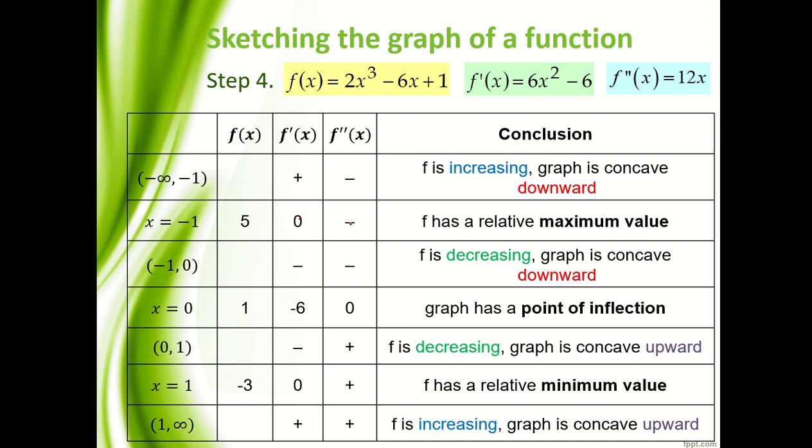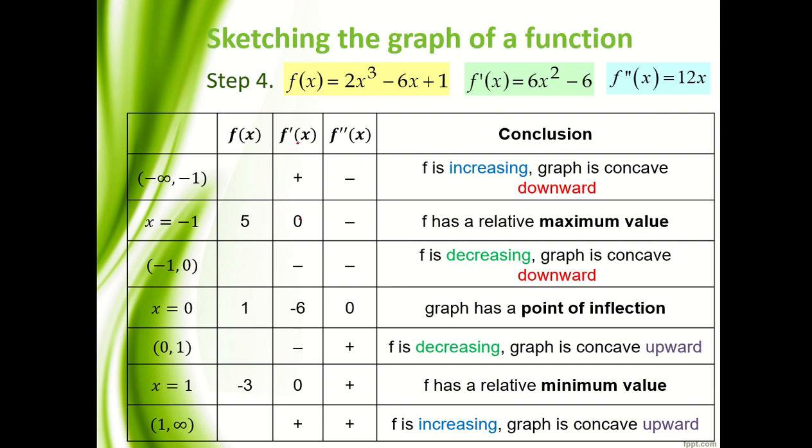So negative, it means that it is still concaving downward. If f double prime is still negative, there was no change of the concavity yet. Now for this interval, negative 1, 0.